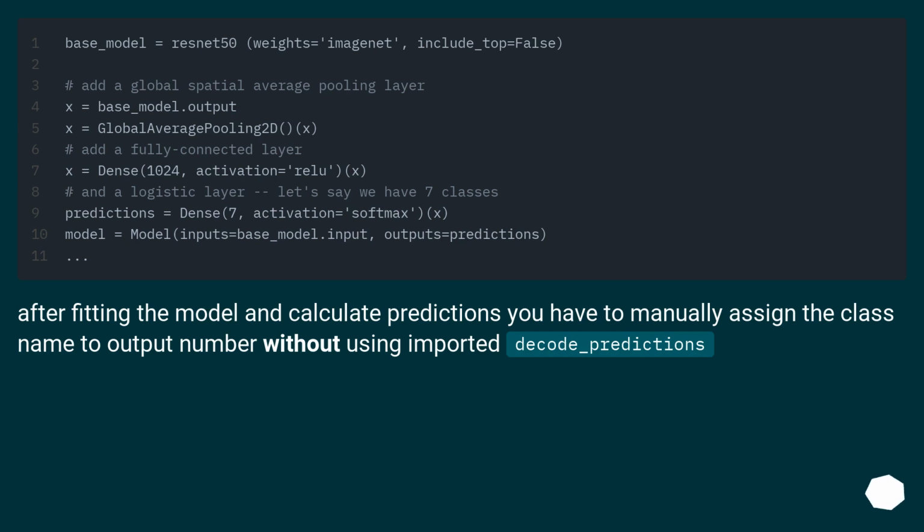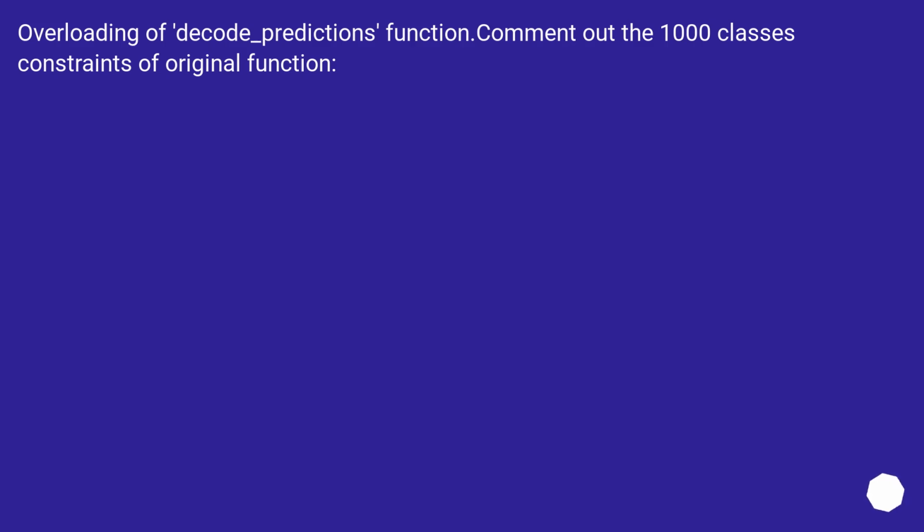After fitting the model and calculating predictions, you have to manually assign the class name to the output number without using the imported decode_predictions. Alternatively, overload the decode_predictions function and comment out the 1000 classes constraint of the original function.